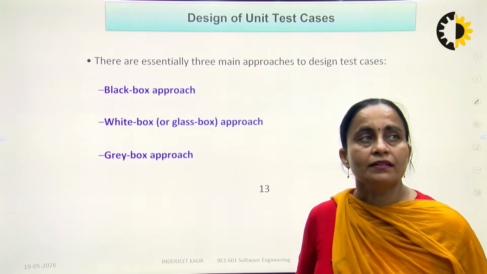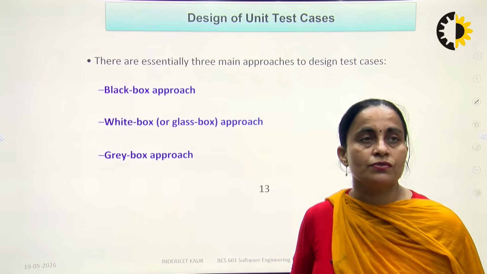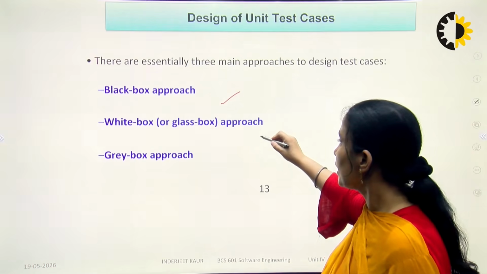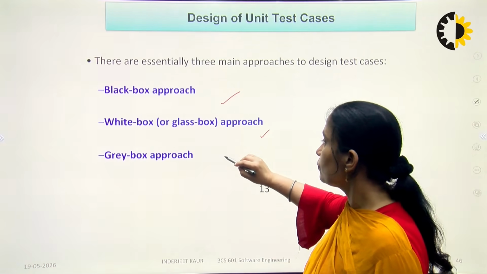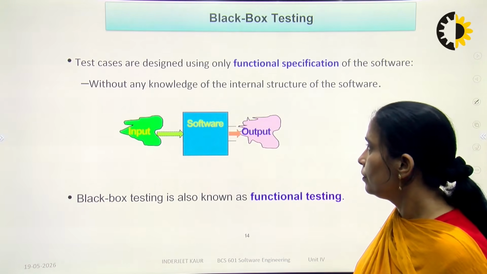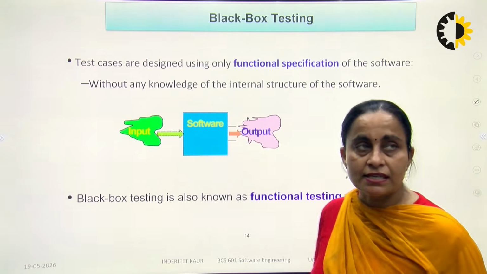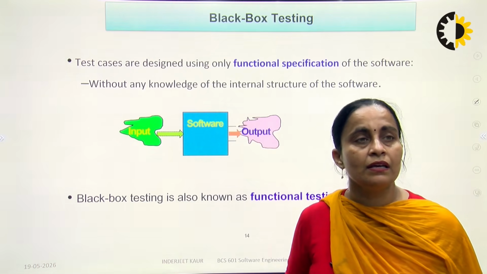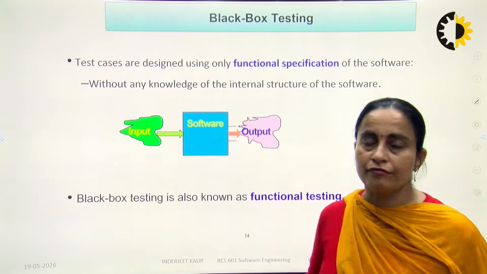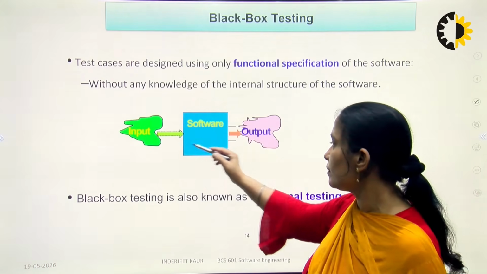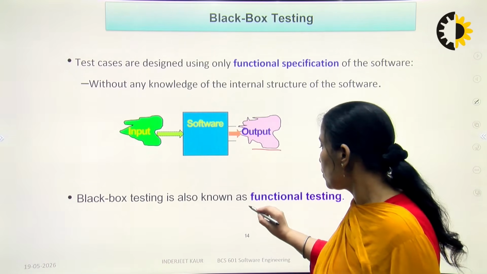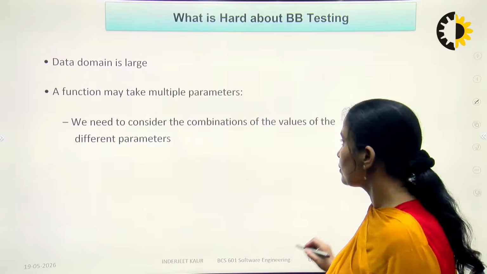So there are three essential main approaches to design the test cases. One is the black box approach, then white box, and the third one is the grey box approach. Black box means test cases are designed only by checking the functional specification of the software. This is my software, I have given this input, this should be the output, and this black box testing is known as functional testing.